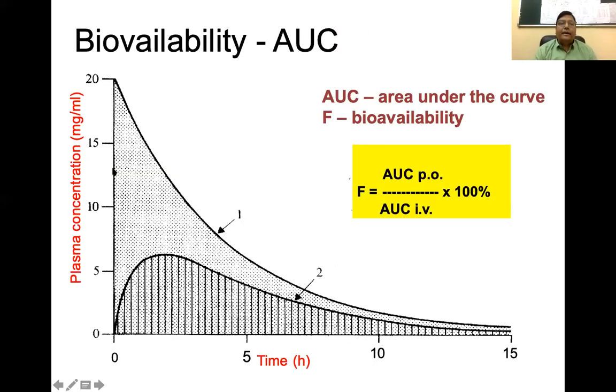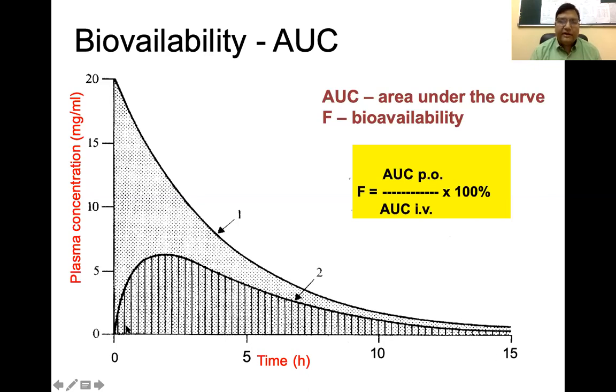So bioavailability is determined by the plasma concentration time graph. The number one graph, from here to here, which is on the top, is for when the drug is administered by IV route. So 100% at zero time reaches the systemic circulation, so the plasma concentration is the maximum. Then the drug gets distributed, metabolized, and excreted, and with time, this graph will come down.